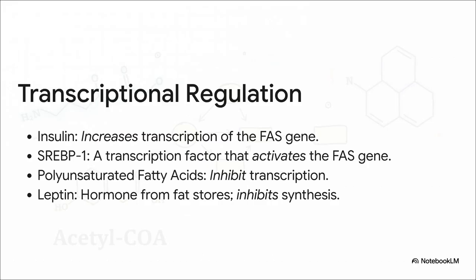But beyond these immediate controls, the cell also thinks long-term by changing how many of these factories it even builds. Insulin doesn't just activate the existing enzymes, it also tells the cell's nucleus to start making the blueprints to build more of them. And other signals, like the hormone leptin, which comes from our fat stores, do the exact opposite, telling the nucleus to slow down production.